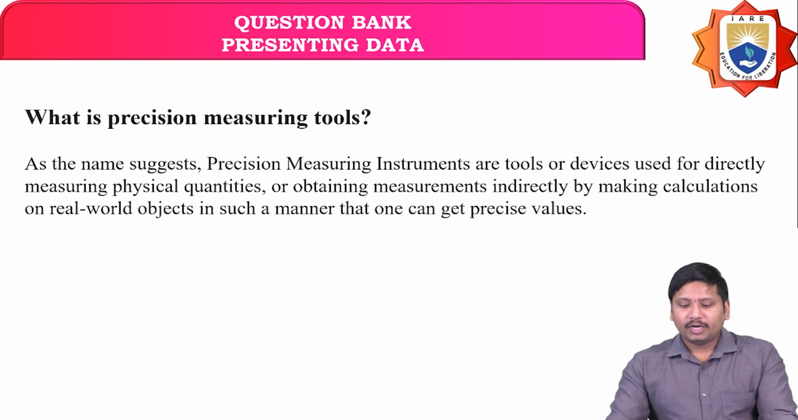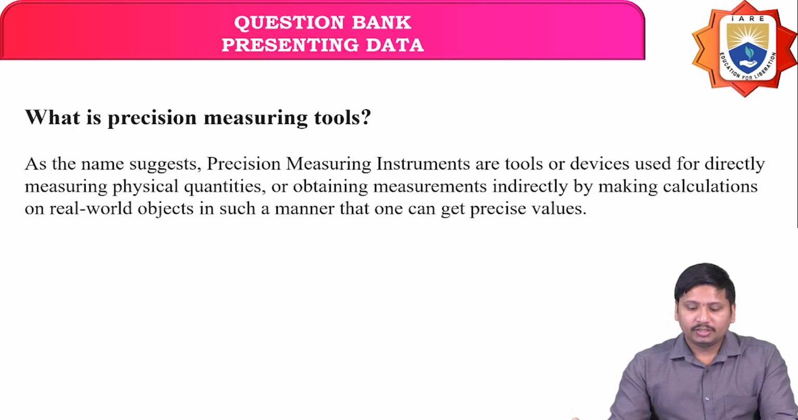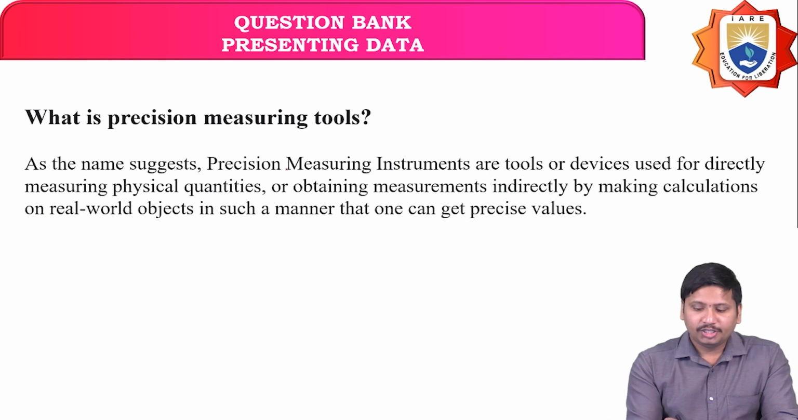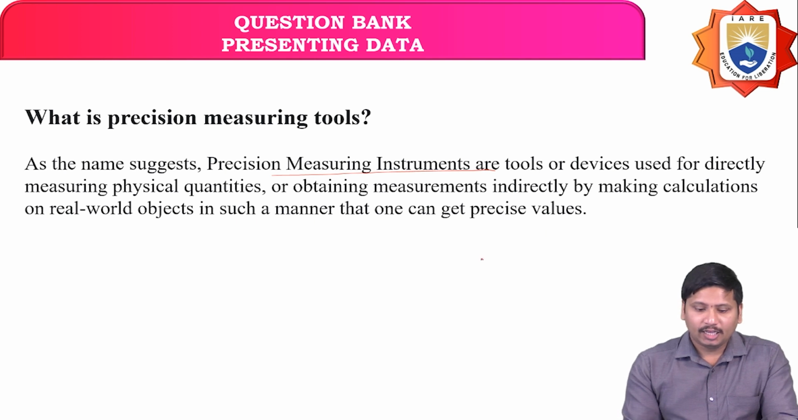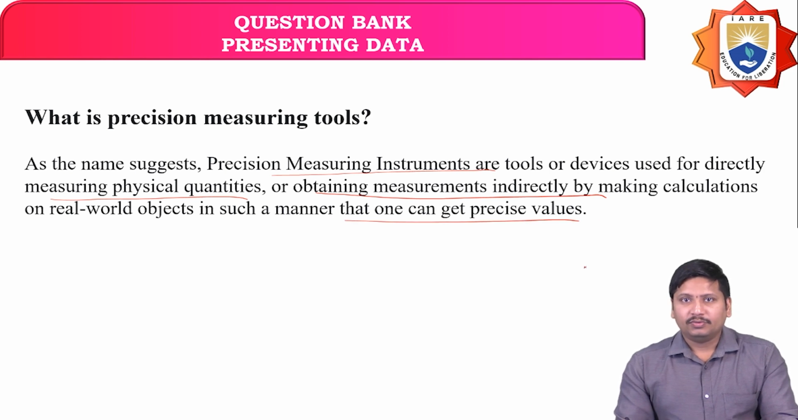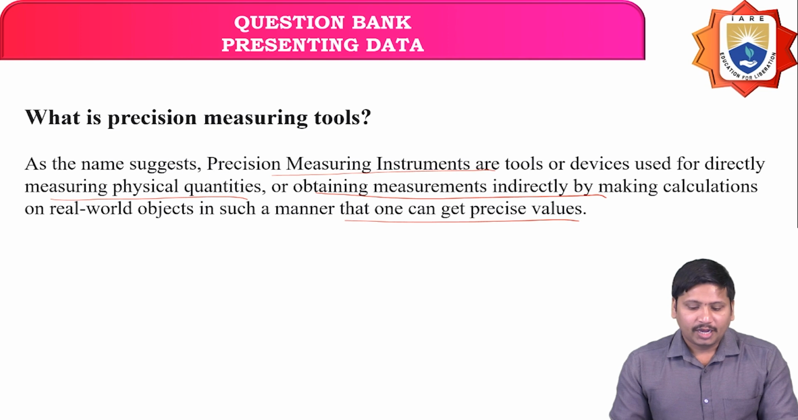Next, what are precision measurement tools? As the name suggests, precision measurement instruments are the tools or devices used directly for measuring physical quantities, or for obtaining measurements indirectly by making calculations on real-world objects, in such a manner that one can get precise values.